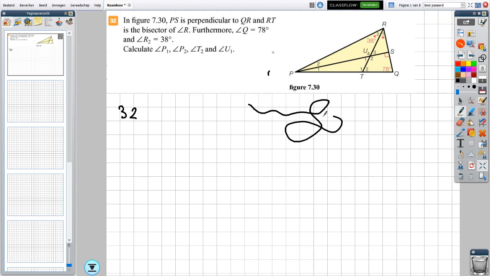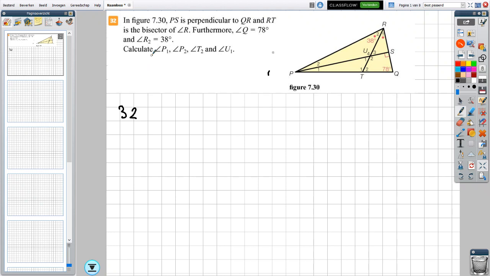And let's see, my pen is still working correctly. Yes, okay, great. In figure 7.30, PS is perpendicular to QR. You see that's given right here. And they also give you that angle R has been divided by bisector RT. So angle R2 is equal to angle R1. That's also indicated, right? So both should be 38 degrees. Angle Q is 78 degrees. And as I already said, 38 is given right here. And you could say this angle right here is also 90 degrees, right? Calculate angle P1, P2, T2 and U1.